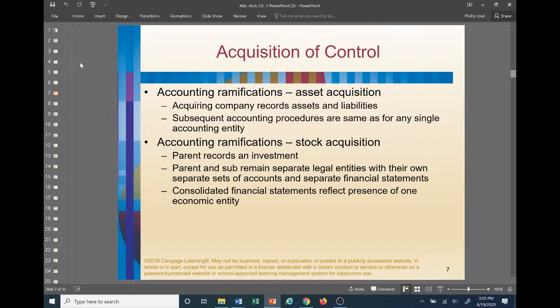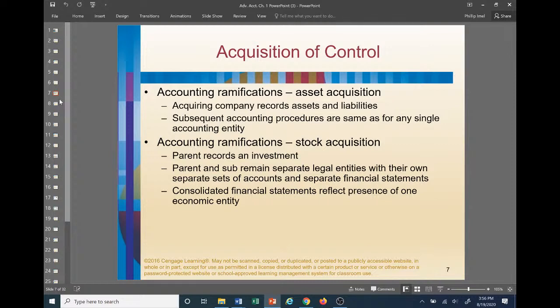So what are the accounting ramifications of asset acquisition? The acquiring company records assets and liabilities. Subsequent accounting procedures are the same as for any single accounting entity. As far as the accounting ramifications, that makes sense because we have to assume all liabilities, and subsequently the accounting procedure is, of course, that of any single accounting entity.